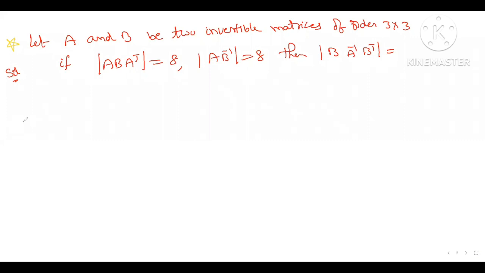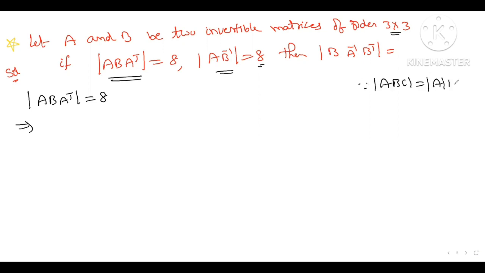Okay, now let me explain the next question. Here A, B are two invertible matrices of order 3 by 3. Two conditions are given. Det of A B A transpose is equal to 8, and det of A B inverse is equal to 8. Then find out det of B A inverse B transpose. So what is the statement here? Det of A B A transpose is equal to 8. So we have one formula: det of ABC is equal to det A into det B into det C. So det PQ is equal to det P into det Q.